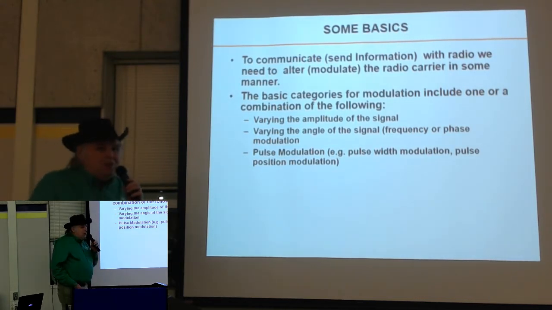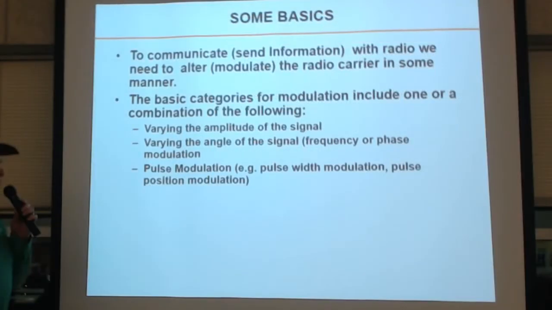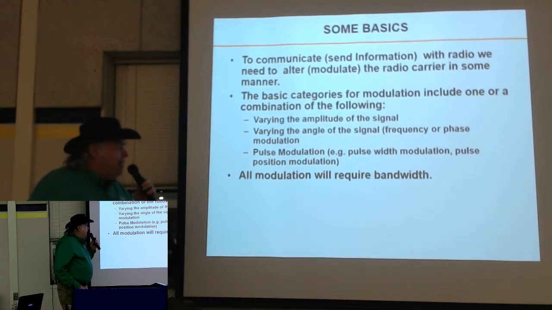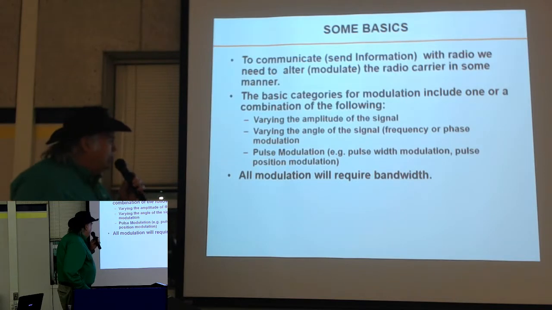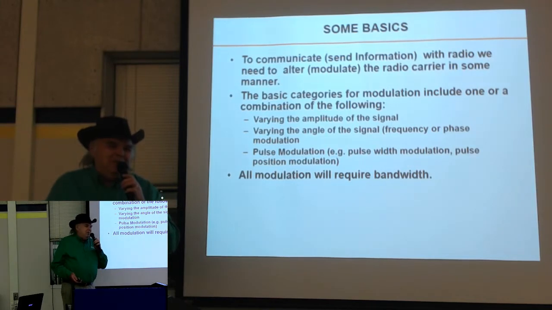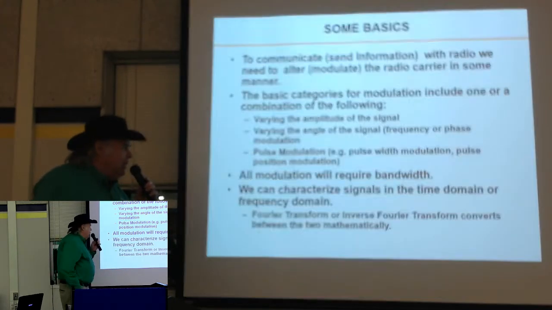One is we vary the amplitude of our signal, and we actually vary a lot more than that, but we'll get to that. We vary the angle, or we can pulse modulate the signal, and there are things used for pulse width modulation, pulse position modulation that convey information based on the timing of your pulses. But we're not going to get into that. One point is important: all modulation requires bandwidth. Bandwidth is a very overused term these days, but for us it literally means the width of spectrum required to convey the intelligence we want to communicate.